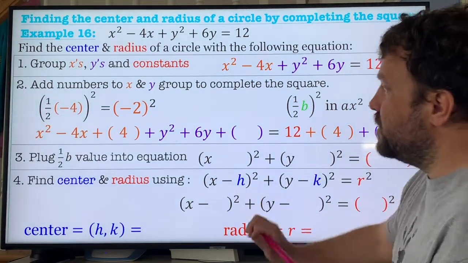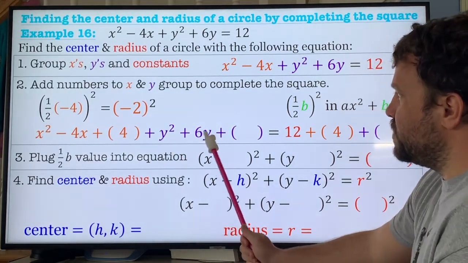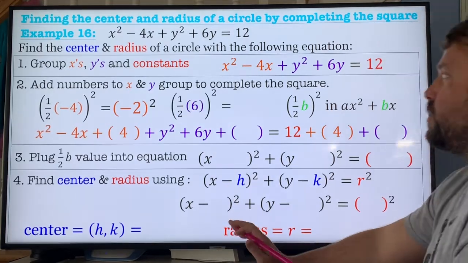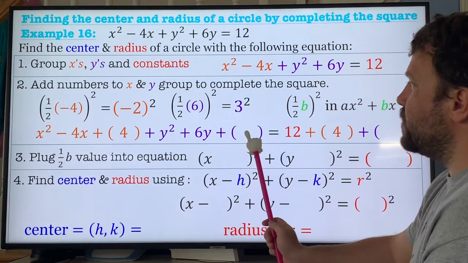That's what you're doing. So next thing you're going to do, you're going to do it with the y. So y squared plus 6y plus something. Whatever's next to the y, you're going to take half of and square it. Half of 6 is 3. 3 squared is 9.